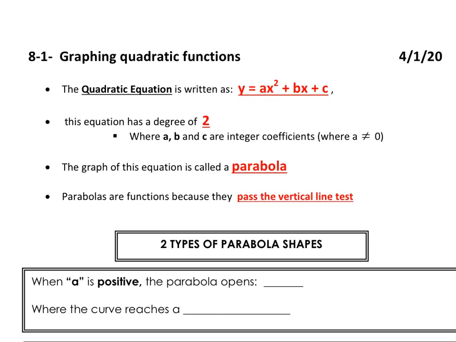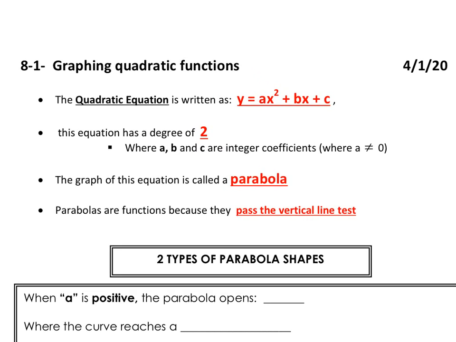So the quadratic equation is written as y equals ax squared plus bx plus c. This just means that they're numbers with our variables. So a is a number, b is a number, and c is a number. Not all of them have to be there, but that a always does, and we'll see in the next few days. The equation has a degree of 2, which means that's your exponent. Your highest exponent can be a 2. The minute it's not a 2, it's no longer a quadratic.